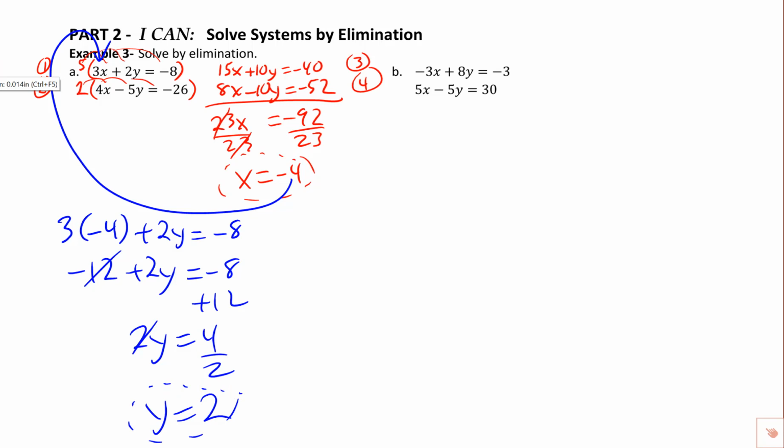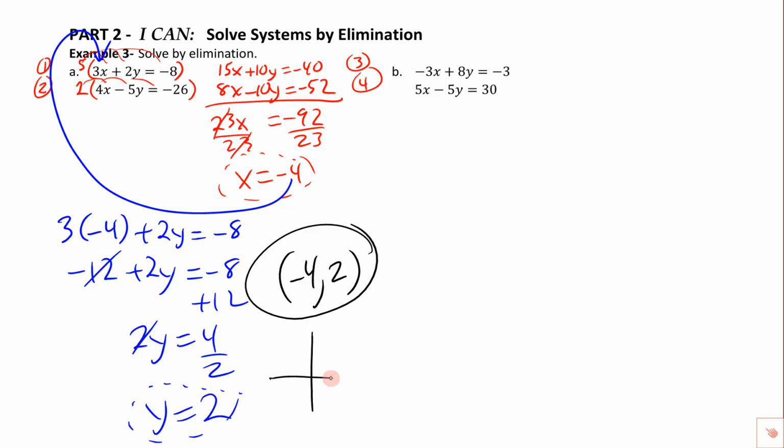Now this isn't a story problem, so we're going to write this as an ordered pair. So this is going to be -4 comma 2, and again what that means is if we were to graph these, that would be the point where the lines cross. They would cross at back 4 and up 2. Okay. Let's take a look at another one.